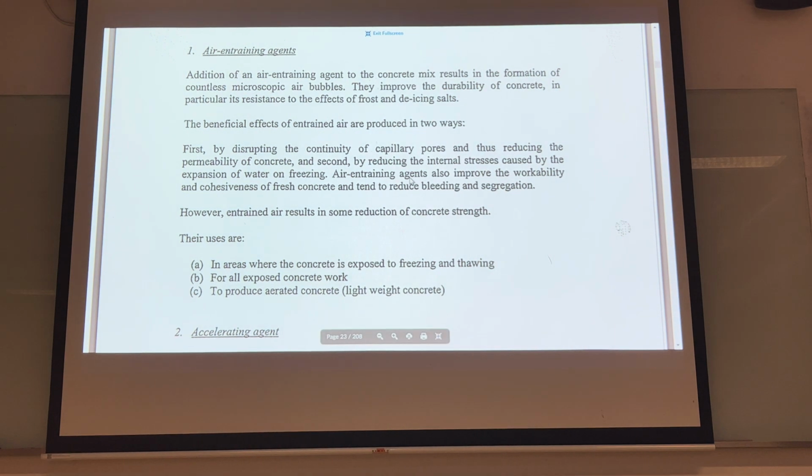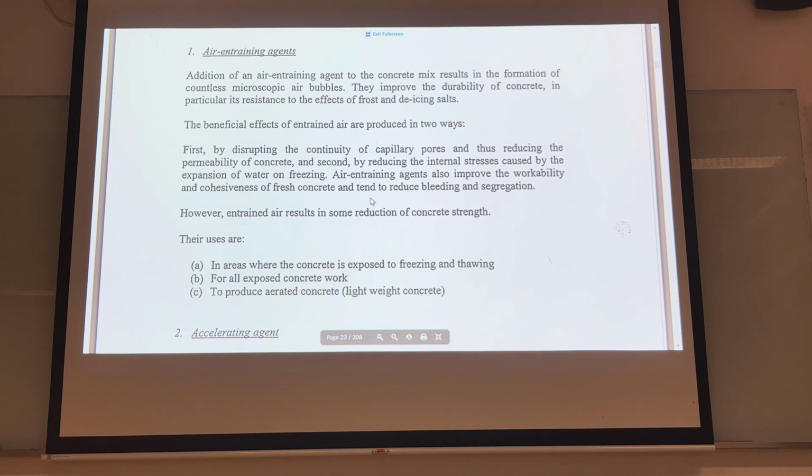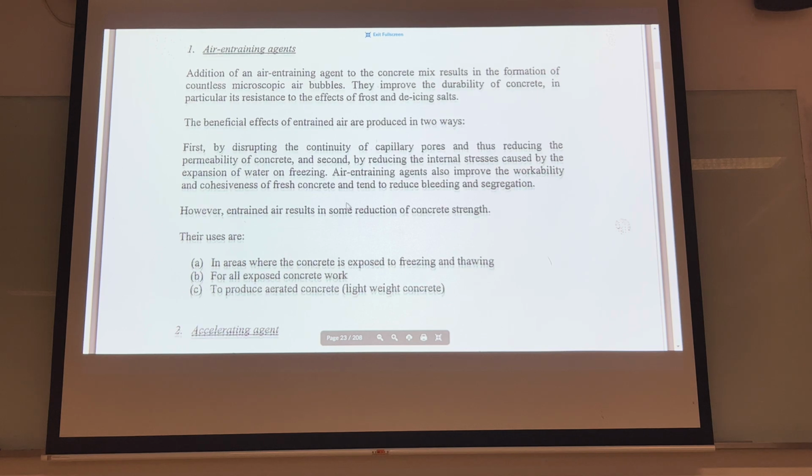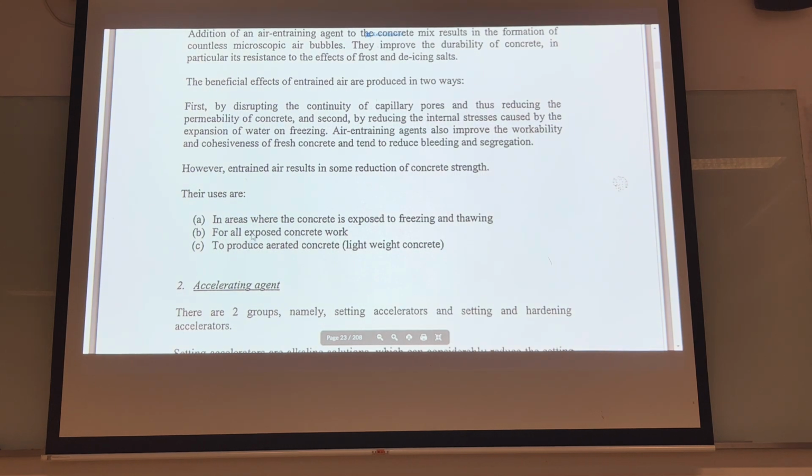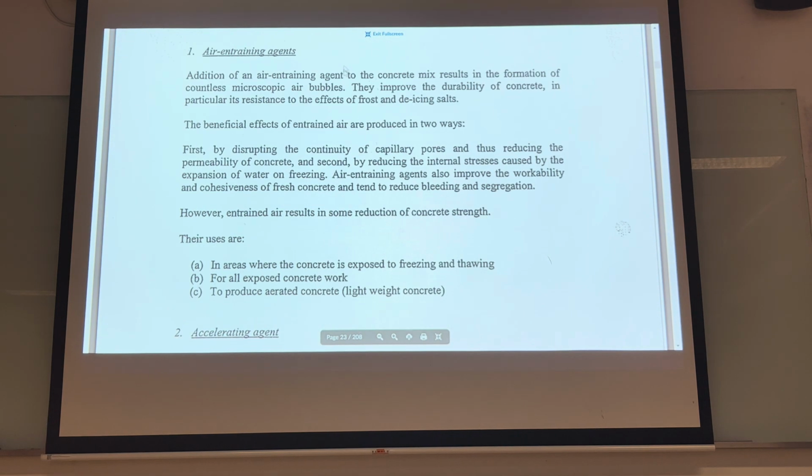And then the air entraining agent can also improve the workability and cohesiveness of the fresh concrete. Okay, so these more or less give you the uses of the air entraining agent. Okay, I will be interested in the air entraining agent. Is that okay?